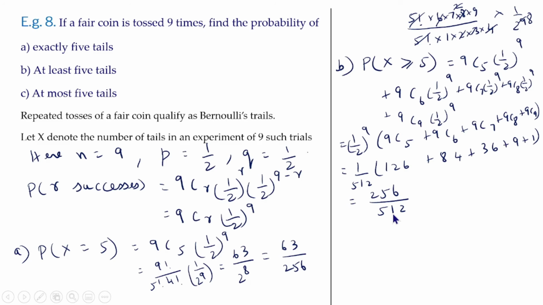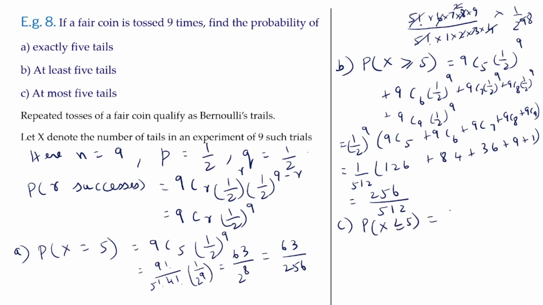Now the last subdivision, probability of getting at most 5 tails. So at most 5 tails means probability of x less than or equal to 5.